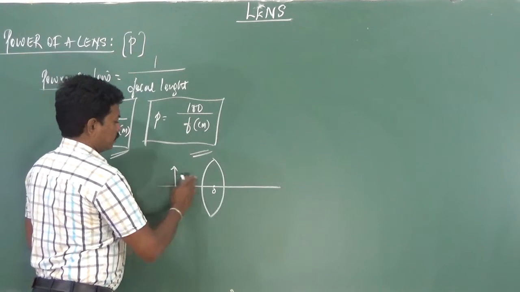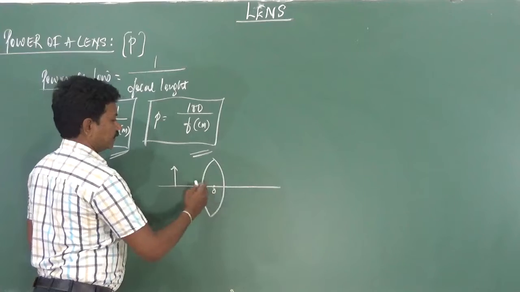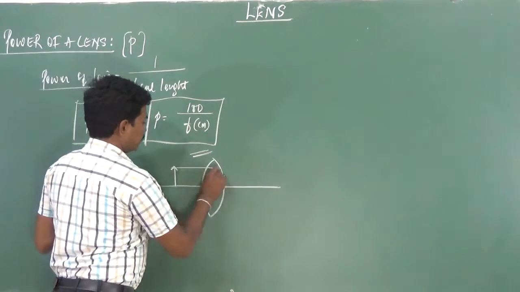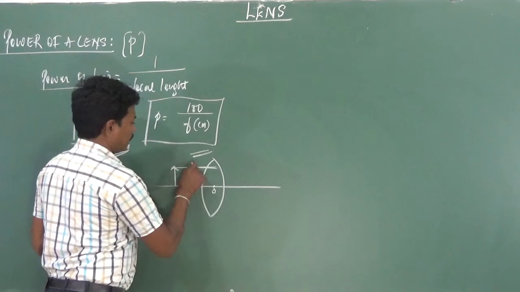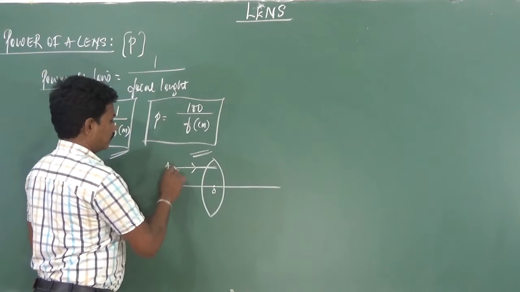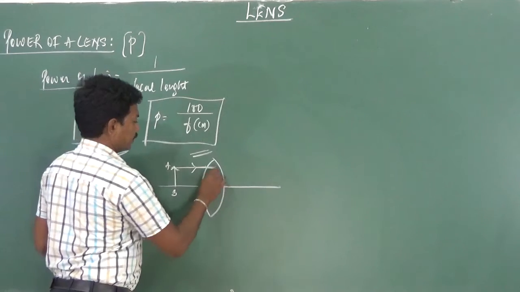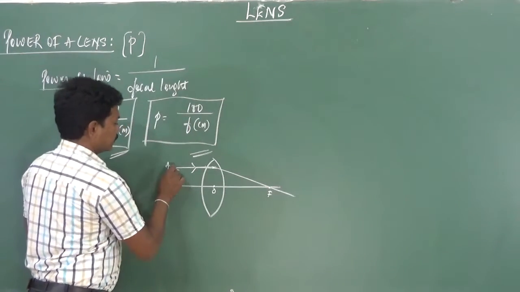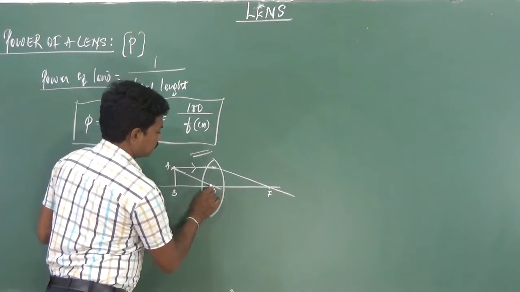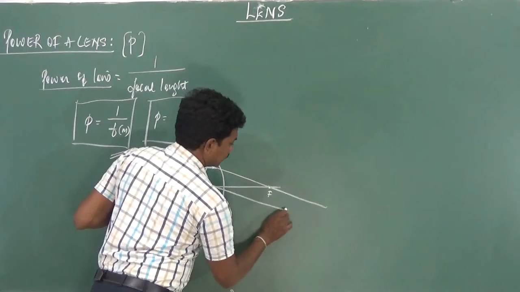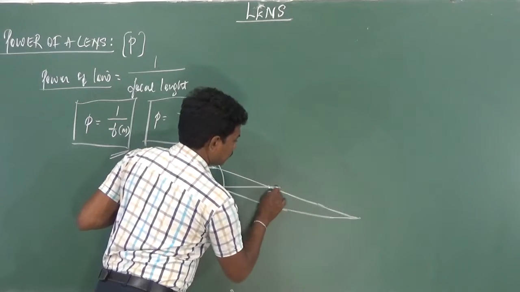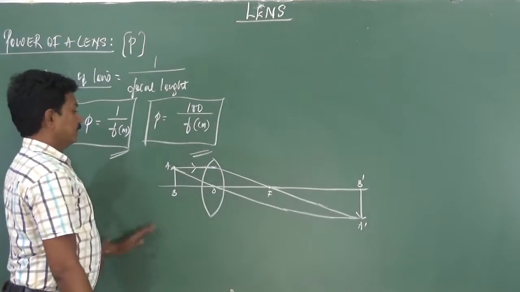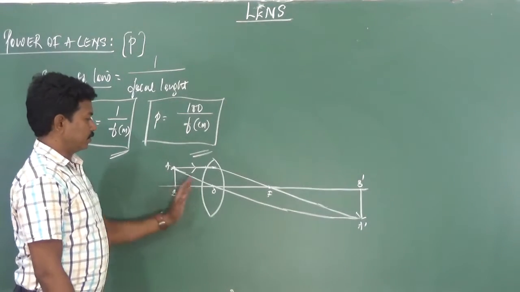When you bring the object near to the lens, a real and inverted image is formed. When the image is formed at this point, we take one light ray starting from point A, parallel to the principal axis. It gets refracted and passes through the principal focus. Another light ray we take through the optic center, and these two light rays meet at some point, that is A dash and B dash. This is what happens when light rays fall on a lens.